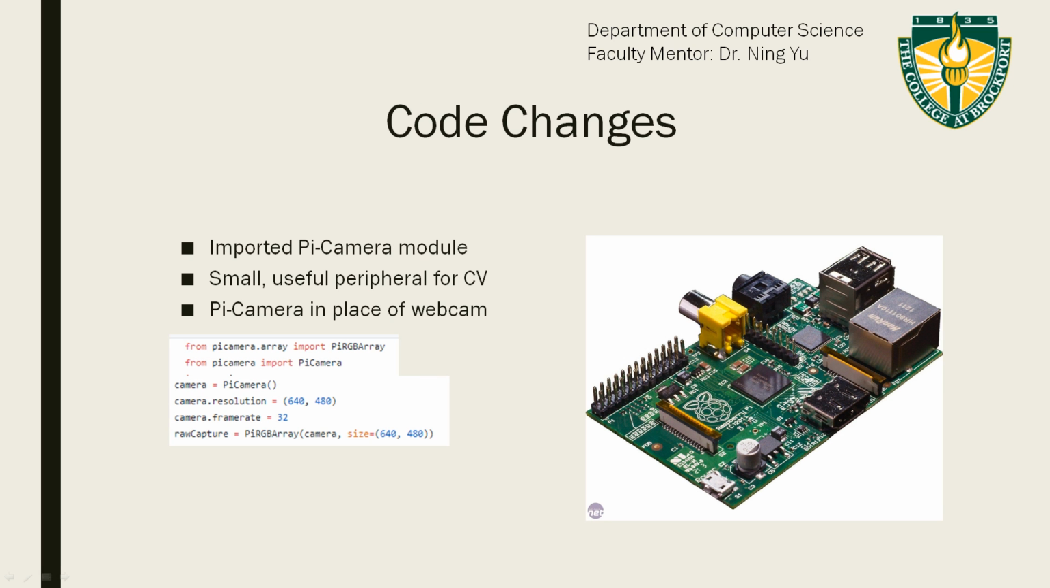In order to address that main issue, I merely imported a Pi camera module to just handle the Pi camera and just being able to read the camera in general. This is a peripheral on the Raspberry Pi that can be used for computer vision.